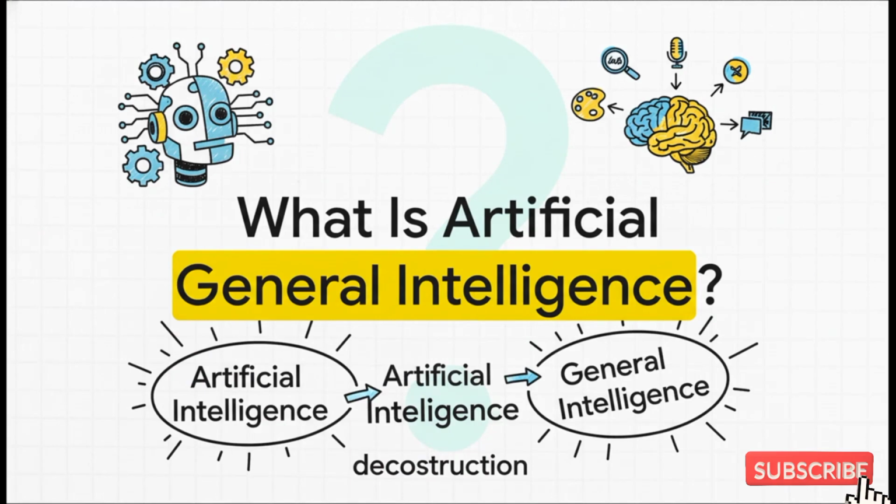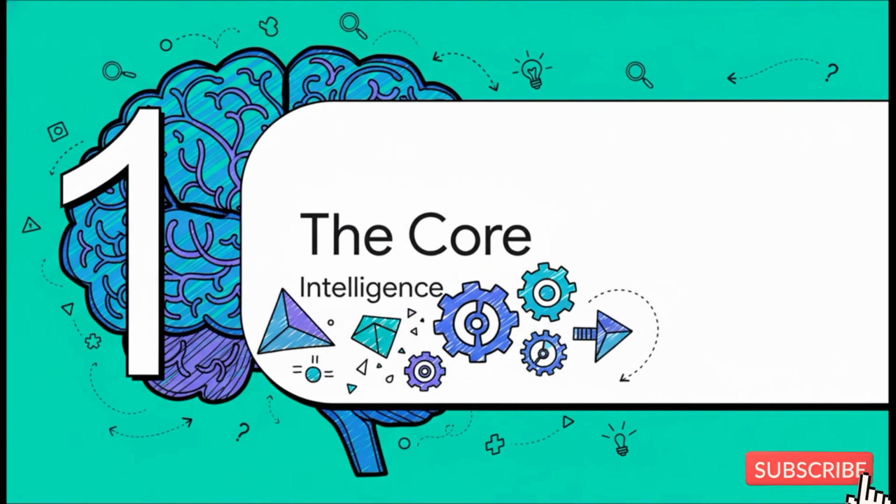Now look, I could just throw a textbook definition at you and call it a day, but where's the fun in that? To really get a handle on this, we need to take the question itself apart. We're going to break down that phrase, artificial general intelligence, word by word to really see what it's made of. So let's start at the very beginning.